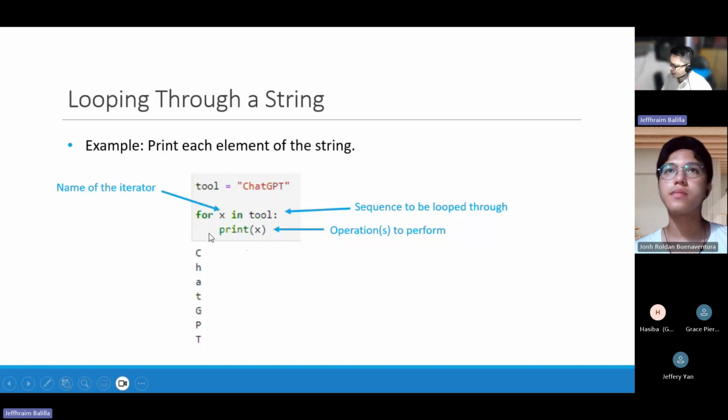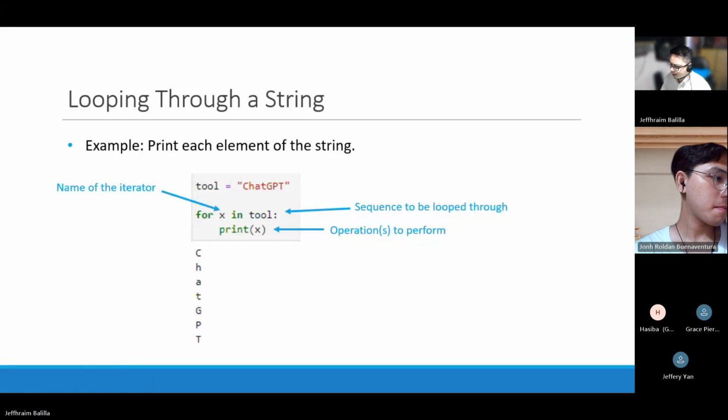Maximize the tool. So here, for X in tool, it would be referring to each of the characters. So starting with C, we'll be printing that. So this is the operation after the colon. It would print first C, and then H, and then A, then up to the last letter.